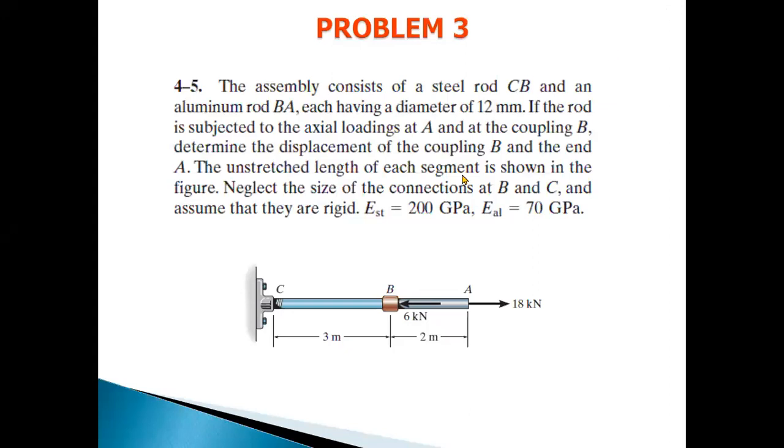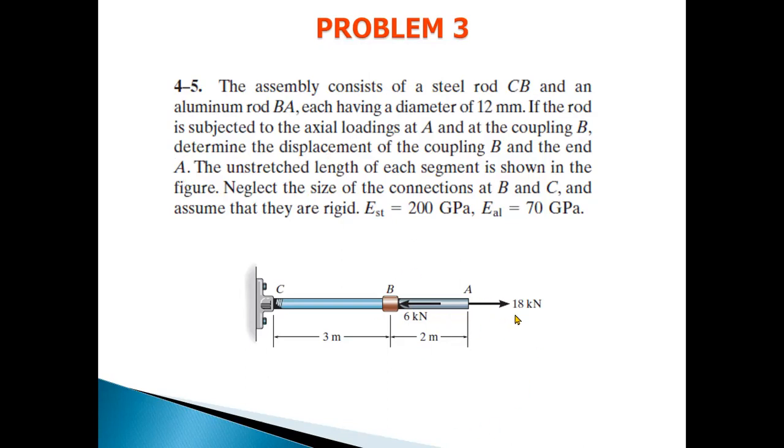Start with problem number 3. The assembly consists of a steel rod CB and an aluminum rod BA. Now this is a composite structure in which we have a steel rod as well as an aluminum rod. Each has a diameter of 12 mm, so the diameter of each rod is the same. If the rod is subjected to axial loading at A and at the coupling B, determine the displacement of the coupling B and the end A.